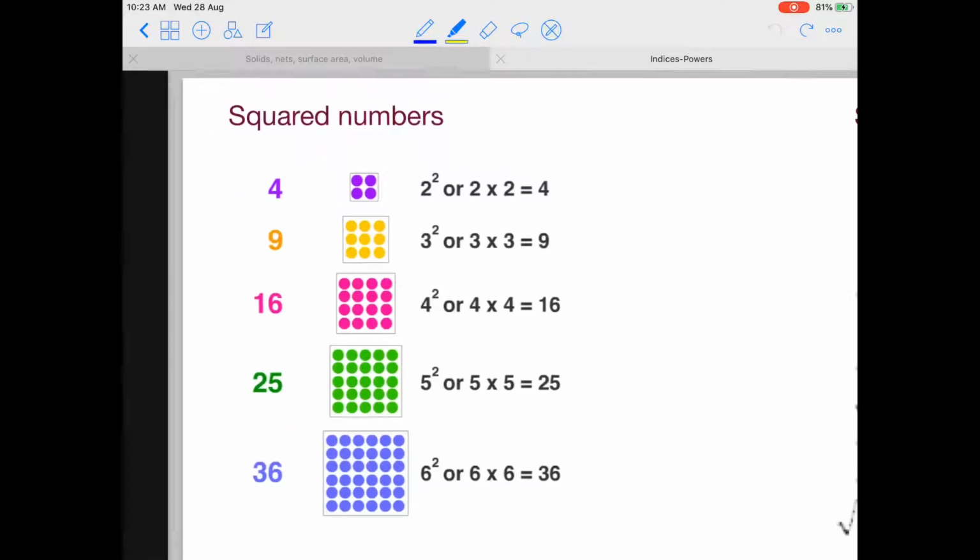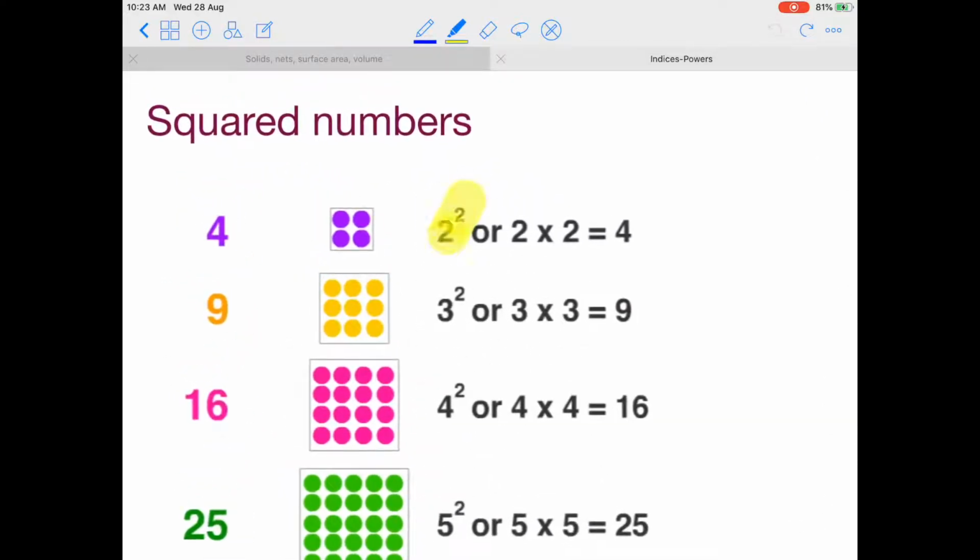So 2 squared will be 2 times 2, 2 times itself, which is equal to 4. And we can see in the illustration that in the box there are 4 circles. The second example is 3 squared, which is equal to 3 times 3, which is equal to 9.